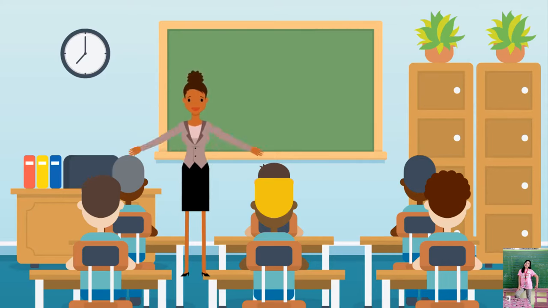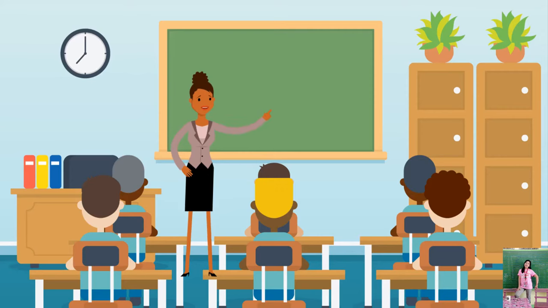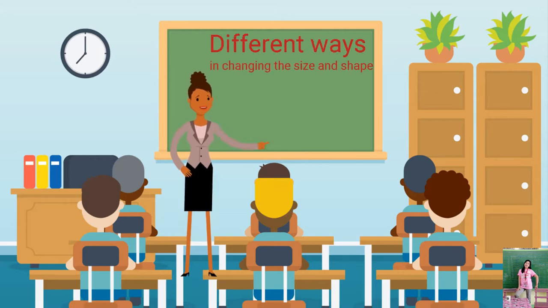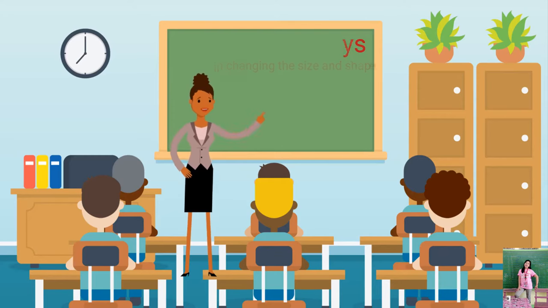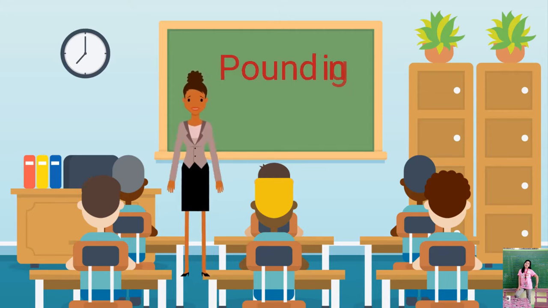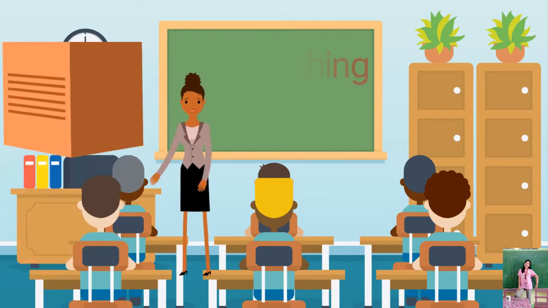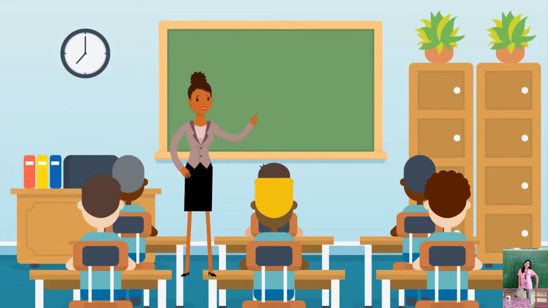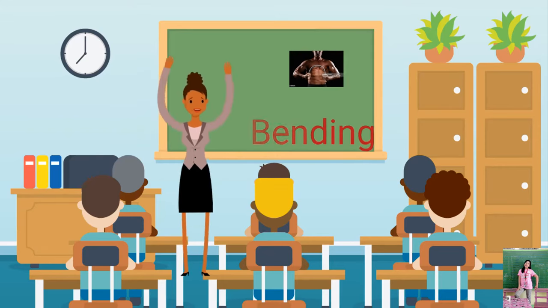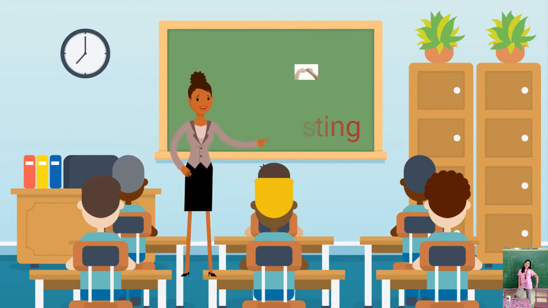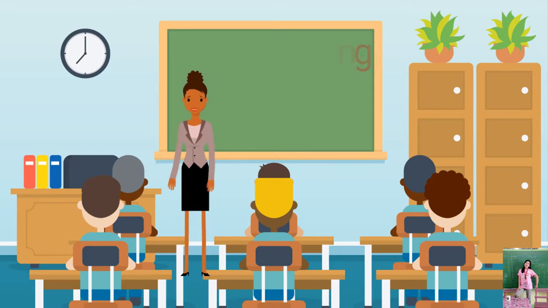Now, going back to your activity, what are the common ways you did to change the shape of the objects? We can change the size and shape of an object in different ways. By, can you say it with me? Pounding, pushing, compressing, bending, twisting, stretching, squeezing.